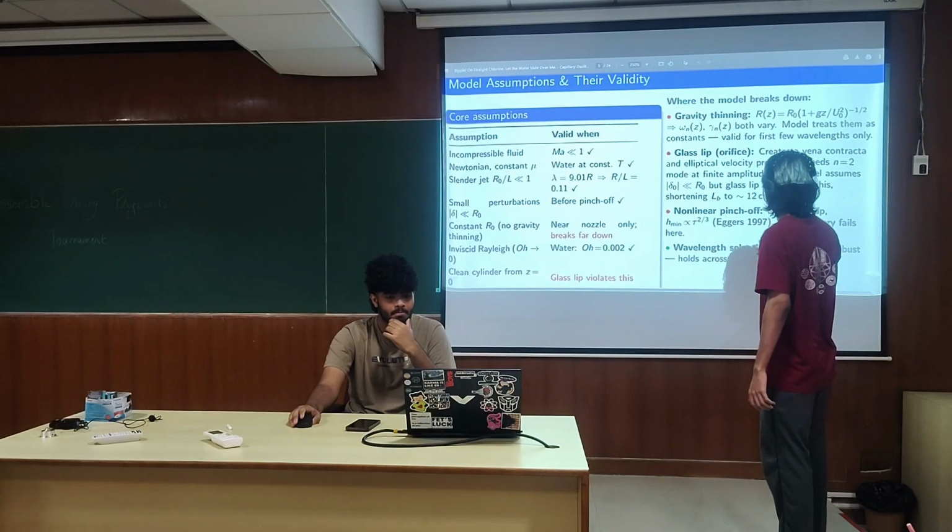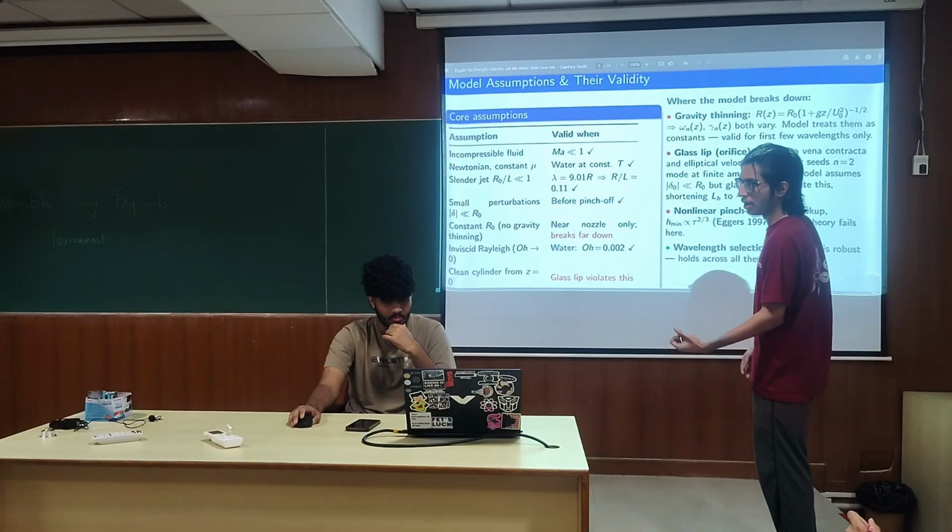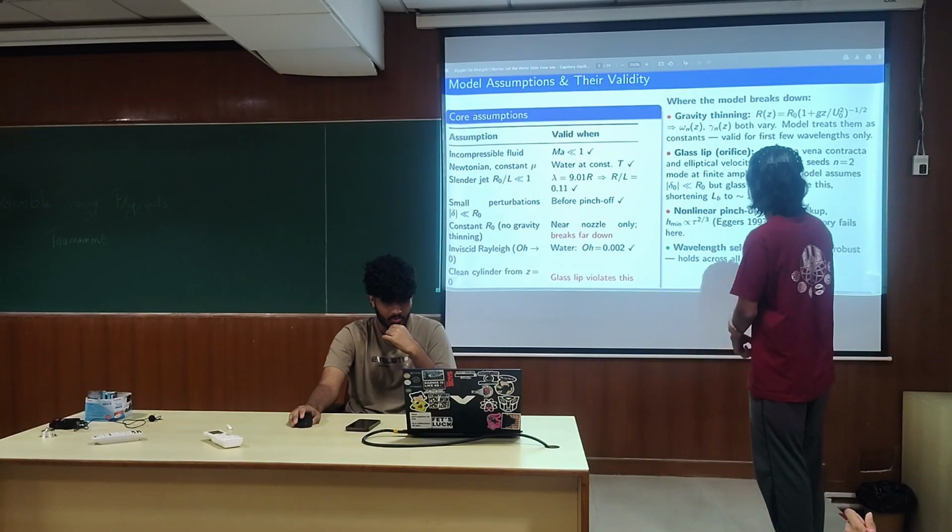And then we have the nonlinear pinch-off, which we have also added, which would happen gradually as the flow continues.